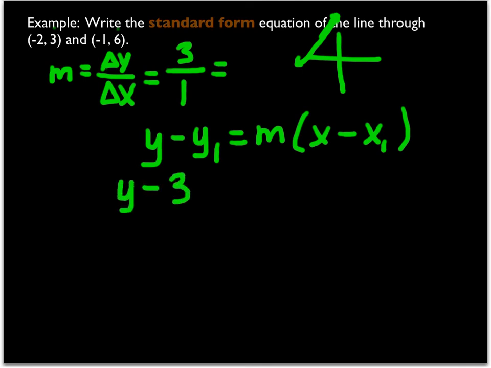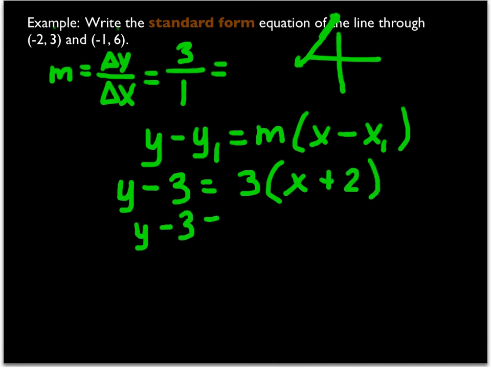So it'll be y minus 3. My m that I just figured out is also 3. And then x minus a -2, which is x plus 2, like that. Then I'll try to quickly finish this out. I do have to do a little distributive property. So 3x plus 6. I'm going to add 3 to each side.